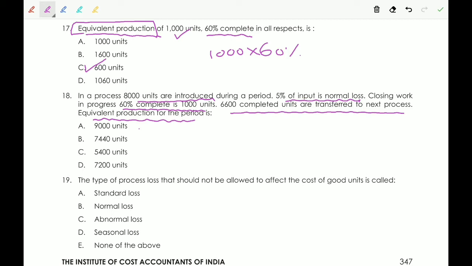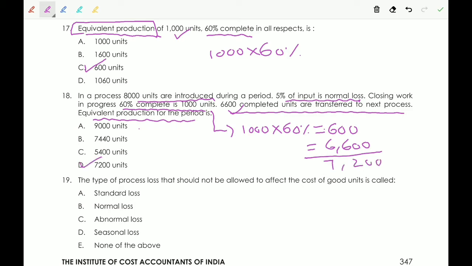In the 1000 units, how much is completed? 60% completed, so 600, and also fully completed units are 6600. So these are the total. Total 7200, so option D is the correct answer.